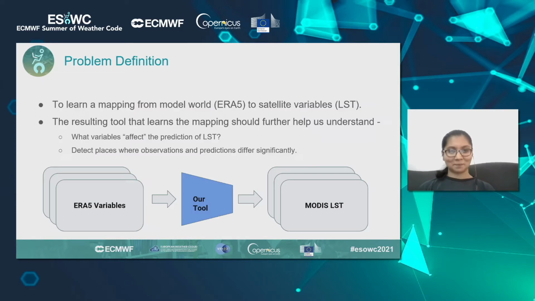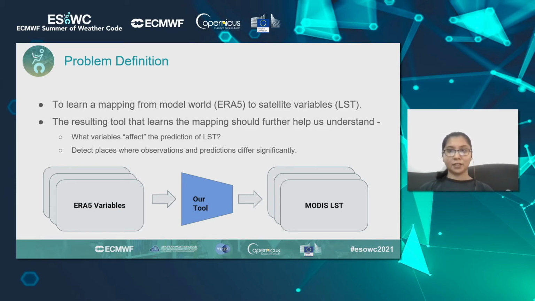Next slide, please. Okay, so how does ML4Land do this? So we wish to build a model that can predict satellite variables by using input variables from the model world. So the satellite variable in our case was the land surface temperature that we get from the NASA MODIS satellite. And the input variables are ERA5 reanalysis variables, including 2-meter temperature, dew point temperature, total precipitation, and so on.